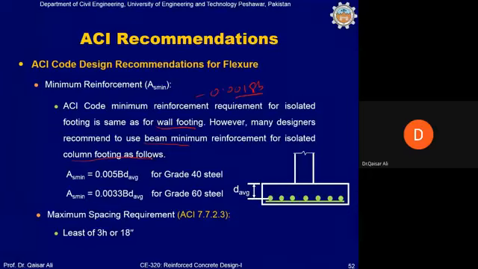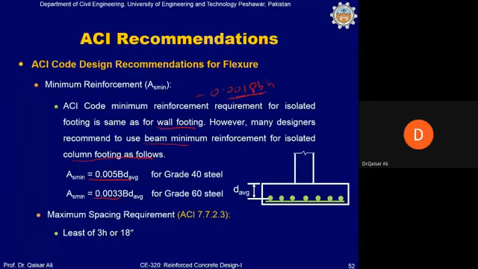You should remember this: according to the ACI code, the minimum reinforcement is the same as it was for wall footing, which was 0.0018 BH. But in the case of isolated column footing, it is my recommendation to all of you, and many designers do this around the world, that minimum reinforcement for isolated column footing is calculated using the beam formula instead of the slab formula, which will give you higher reinforcement.